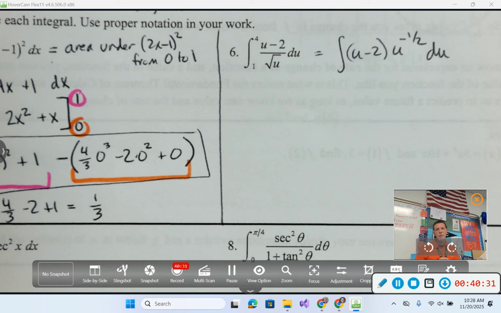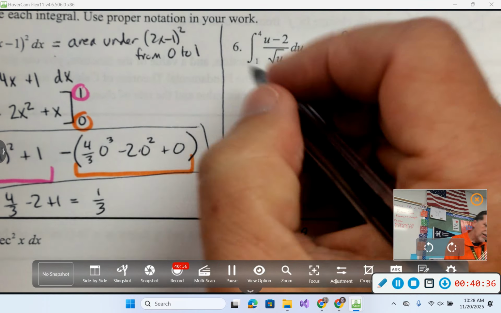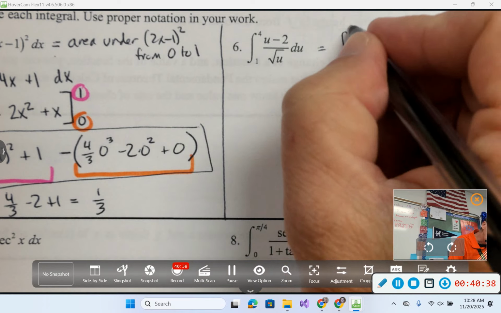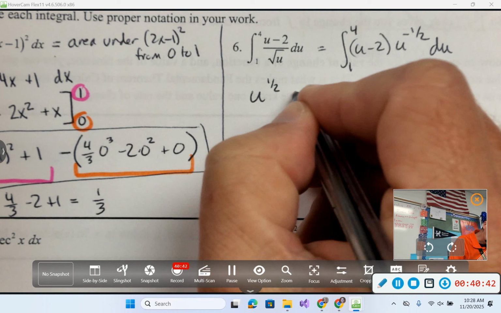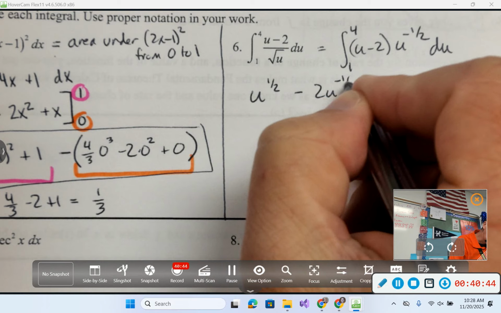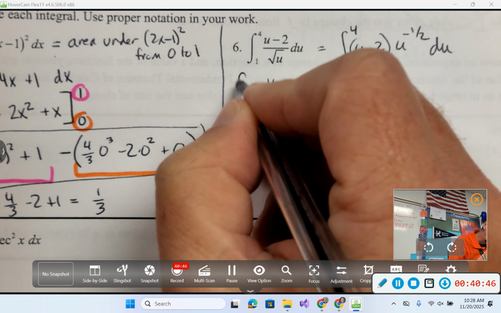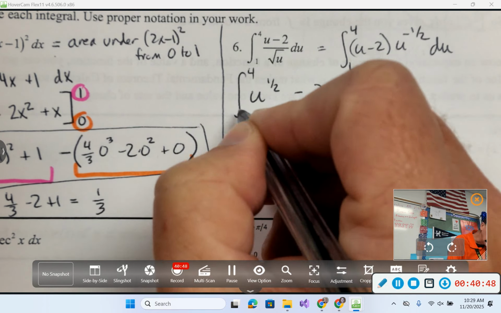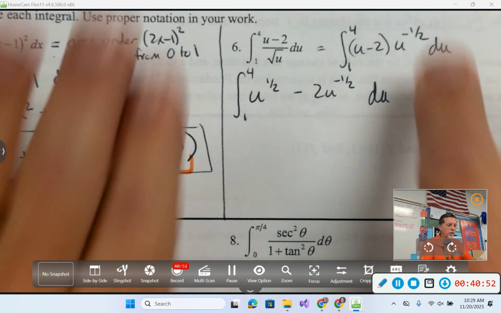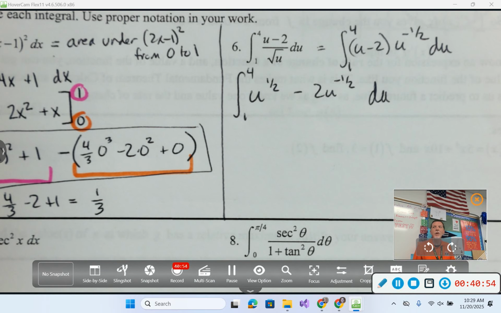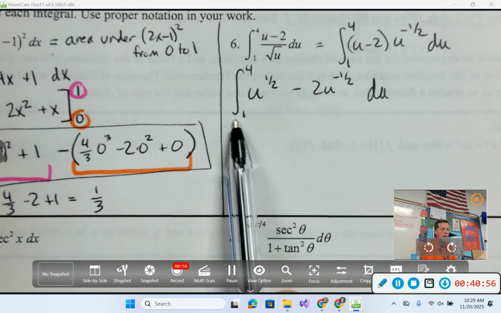Again, there's no product rule for antiderivative, so I need to distribute that. Oh, I should show all of the work here. So that's u to the 1/2 minus 2u to the negative 1/2. I still need to show that integral symbol there because I haven't used the integral symbol yet. Some of you drop all the symbols and I can't follow what you're doing. So show me what you're doing.